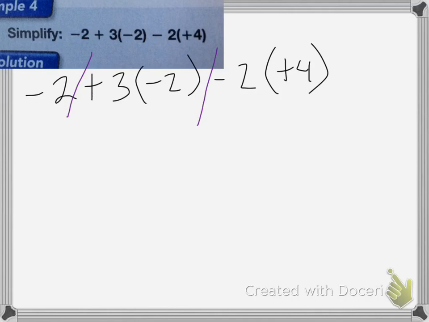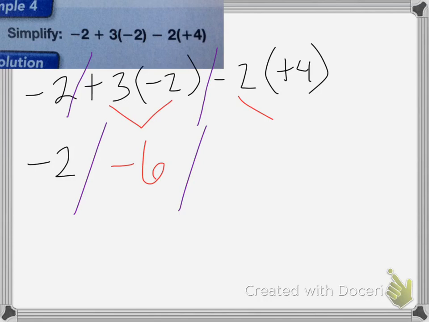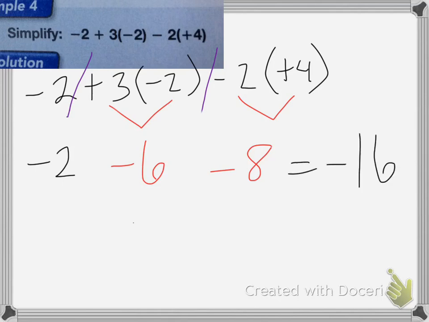Now we'll do it step by step. Negative 2 stays the same. Positive 3 times a negative 2 is equal to a negative 6. And then negative 2 times a positive 4 equals a negative 8. So I end up with negative 2 minus 6 minus 8. I'm going to get rid of those slashes. So negative 2 minus 6 minus 8 is equal to negative 16. And that's it for this lesson.